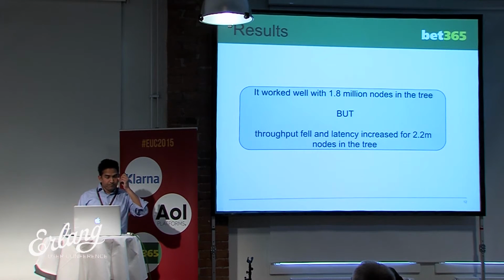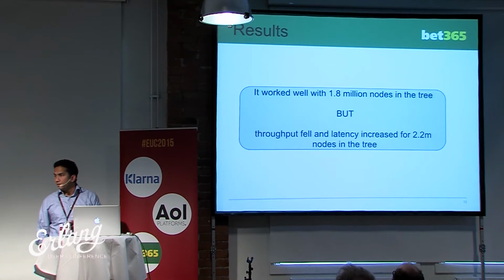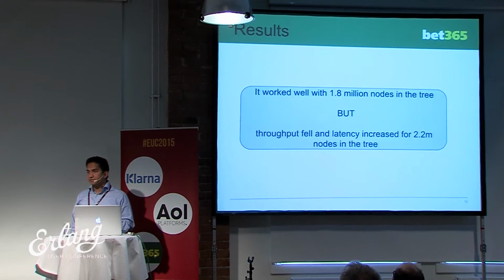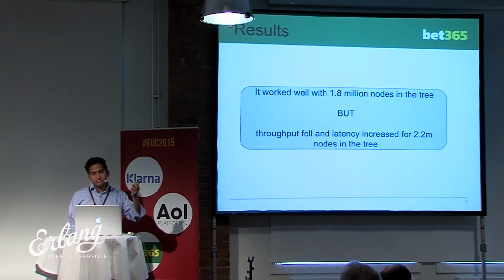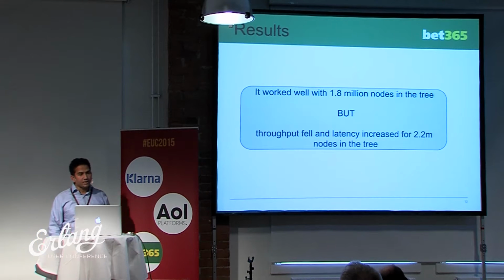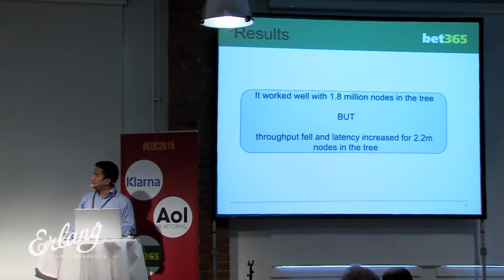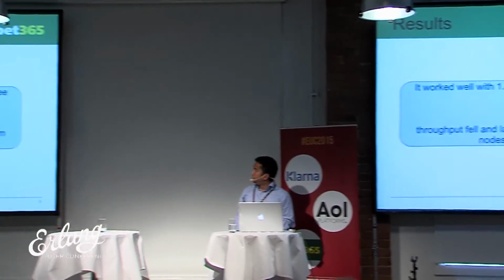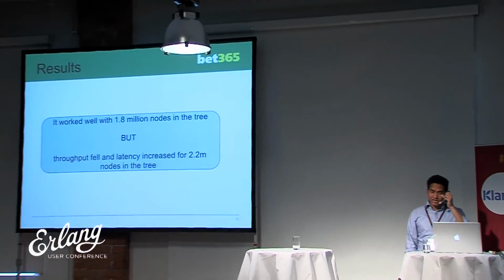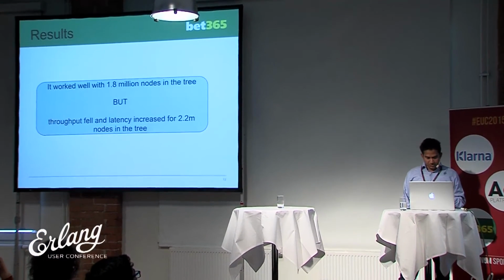So we have these data sets which we capture during our normal operation, and we test with that. But this tree size grows with time as we add more fixtures which we trade on. So it worked well with about 1.8 million nodes in the tree, but throughput and latency fell at 2.2 million. And we couldn't quite understand why that is, because it's just a few more processes. It should have just worked.